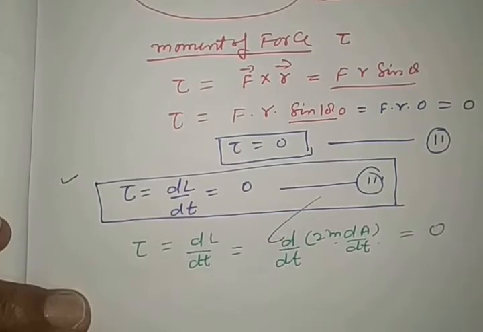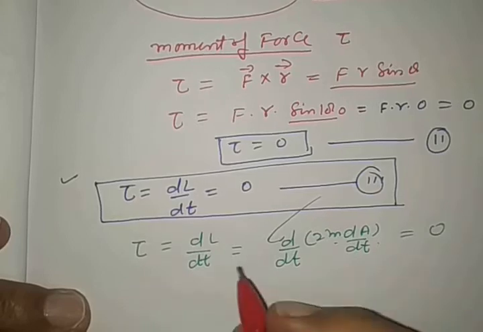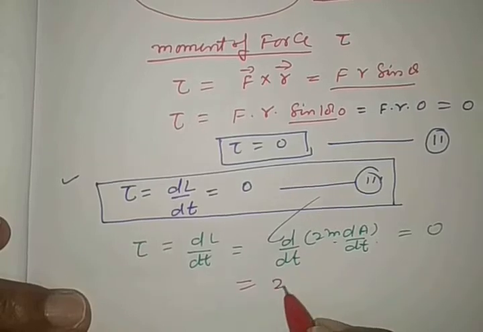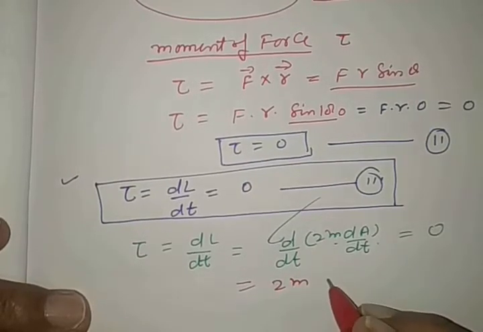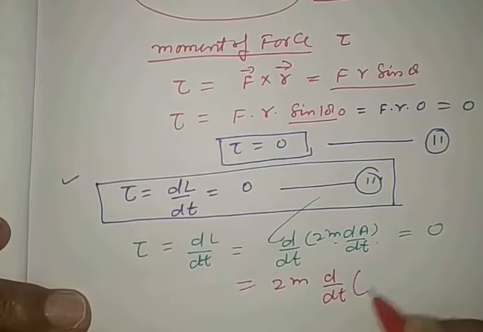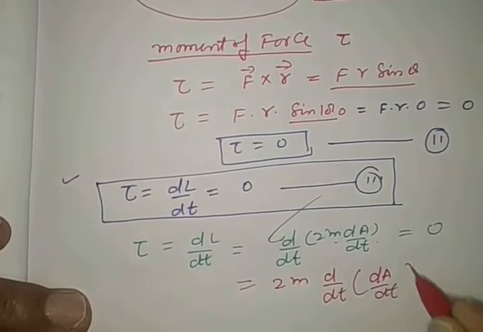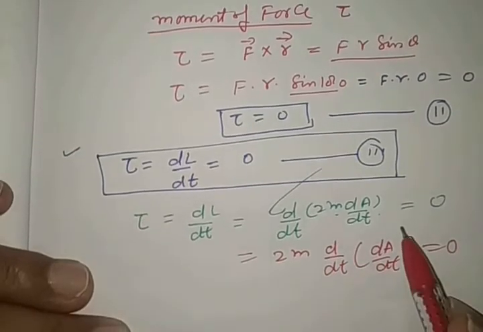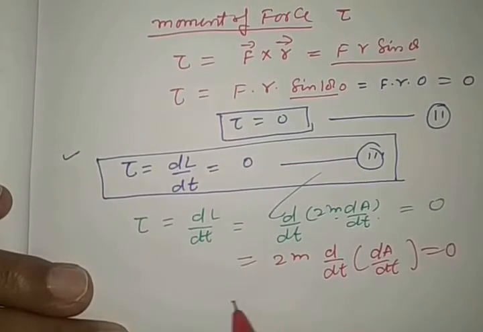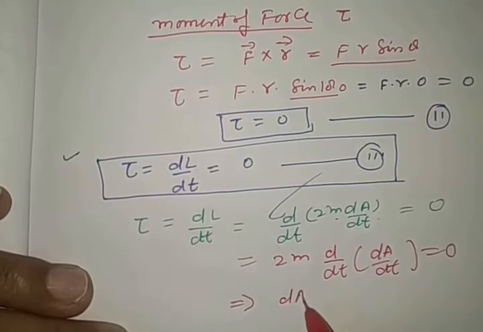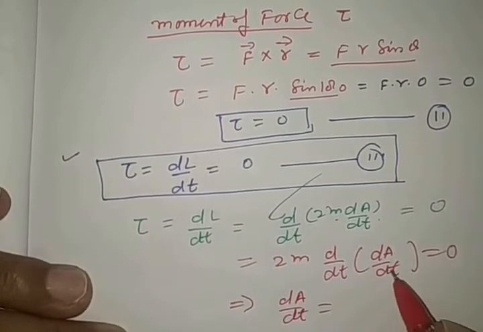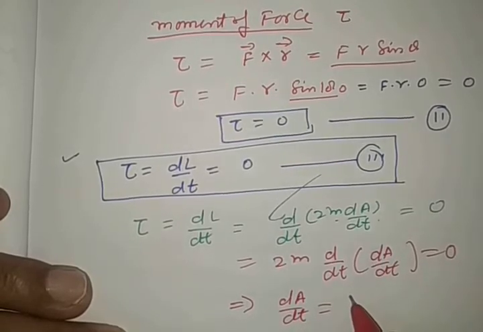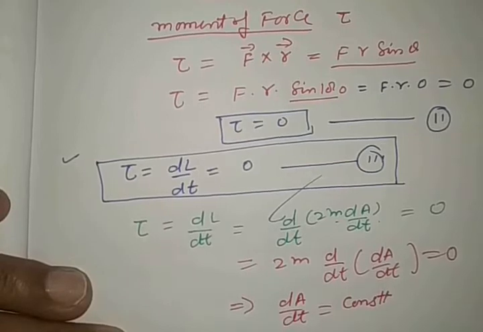See what terms are utilized in the derivation. In the differentiation, 2m is taken as a constant. So d by dt of dA by dt is equal to 0. If the differentiation of the term in the bracket is 0, then dA by dt is constant. What does this imply? The differentiation of a constant is only 0, so this implies that dA by dt is constant.